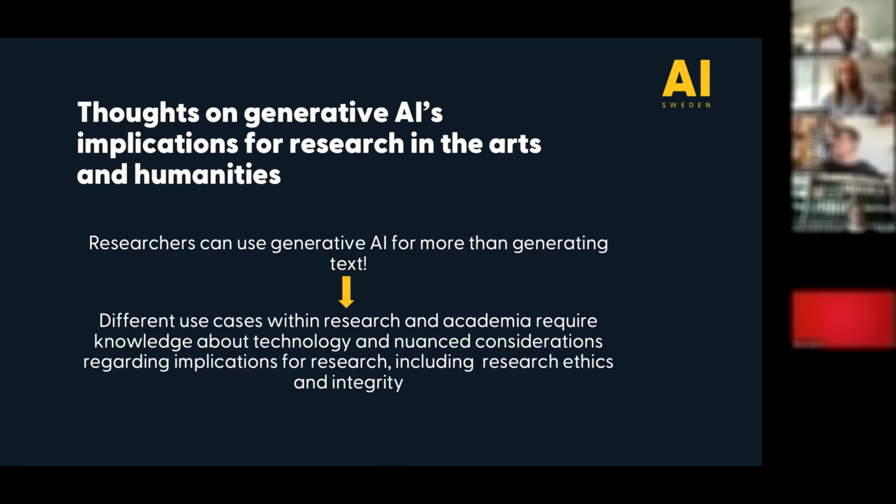So this brings me to my next part, where I will provide you with some thoughts on the implications of generative AI for research in the arts and humanities. And one thing I'd like to point out is really that generative models can be used for more than just generating text. So they can really make some tasks such as summarization, classification, searching much easier and more efficient.